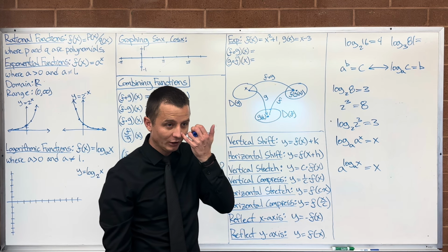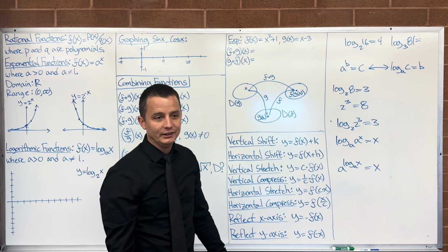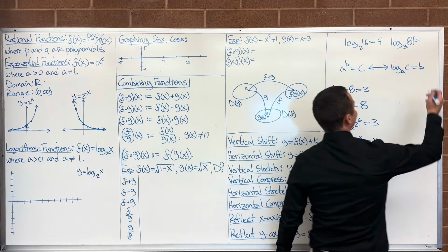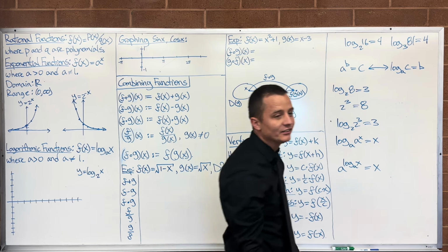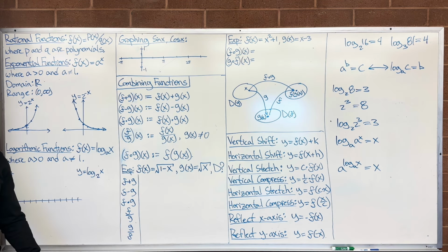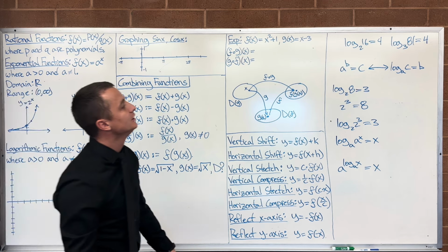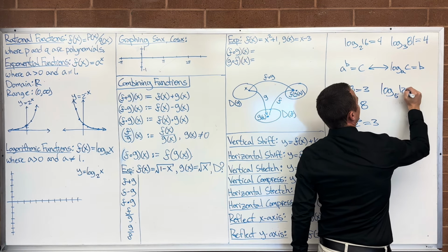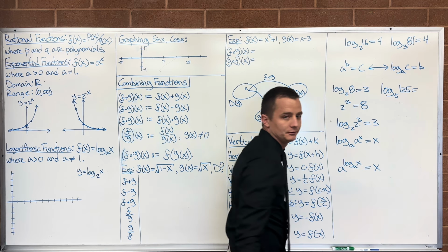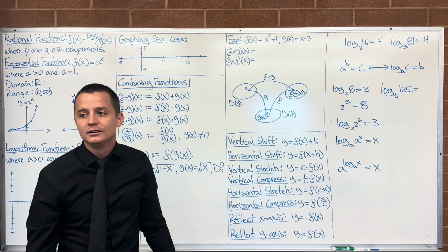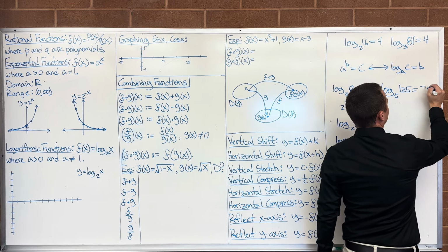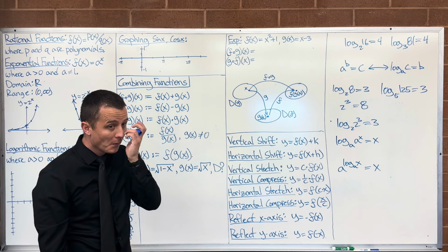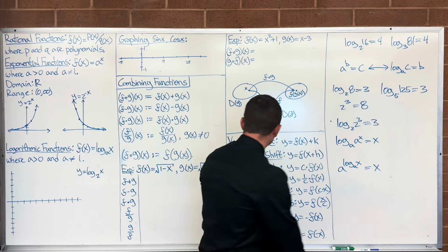You know 81 is 9 times 9, and you know 9 is 3 times 3. So 3, 4, four of them. It's 9 squared times 9 squared, or 3 squared times 3 squared. Okay, let's try another one. What's log base 5 of 125? 3. 5 times 5 is 25, times 5 is 125. Getting comfortable with it a little bit?